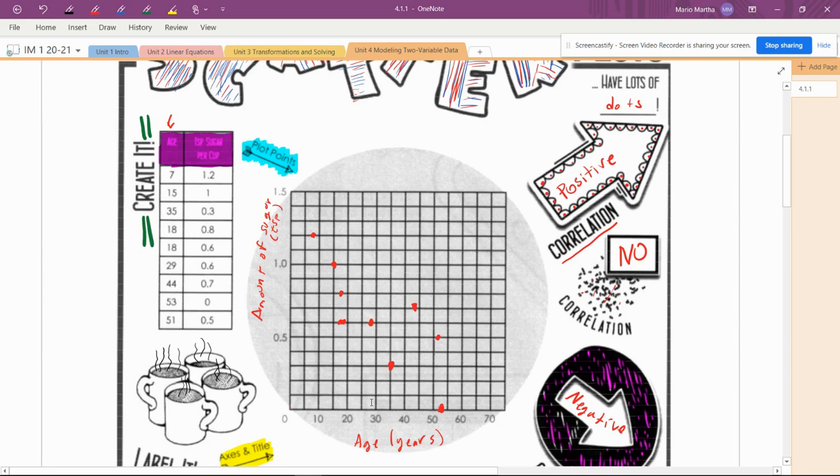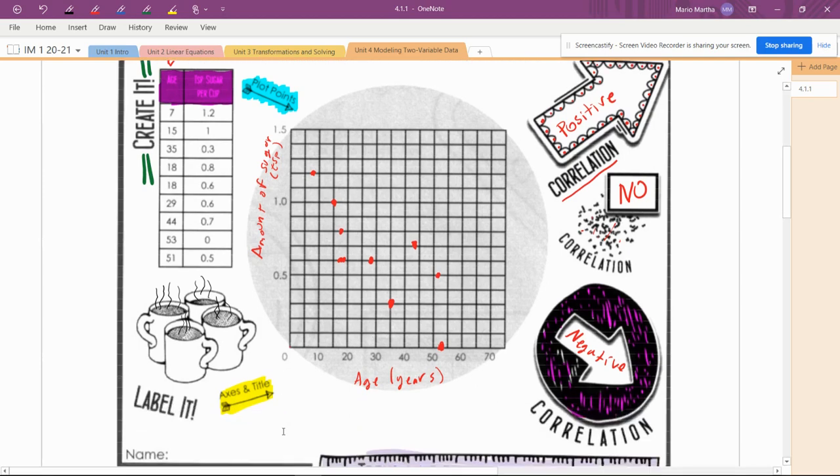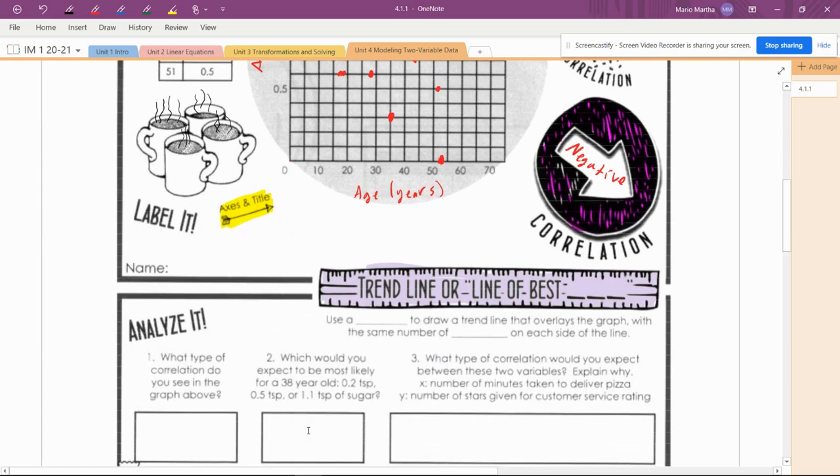one thing I do want to point out is that pretty much any graph, any scatter plot, will have some type of correlation. Either it'll be positive, it will be negative, or there'll be no correlation. So make sure you guys are always looking for that when you are doing the scatter plots. All right, so let's look at the next part.